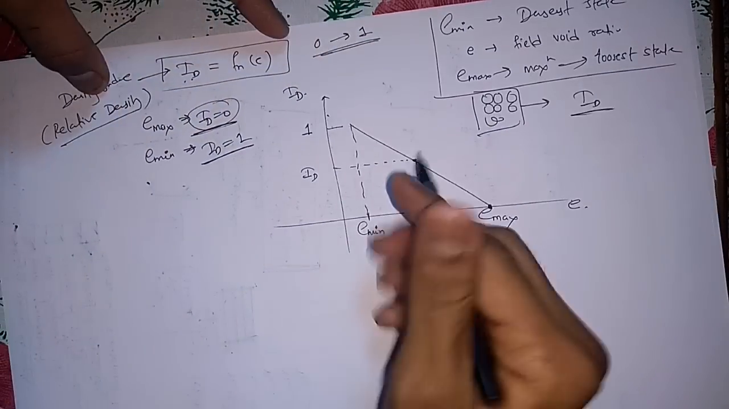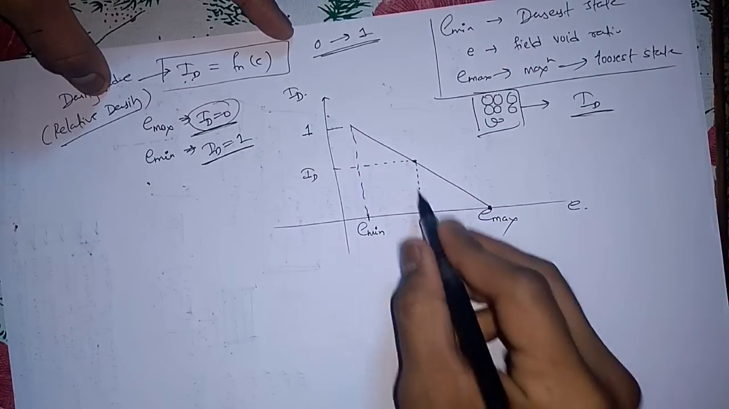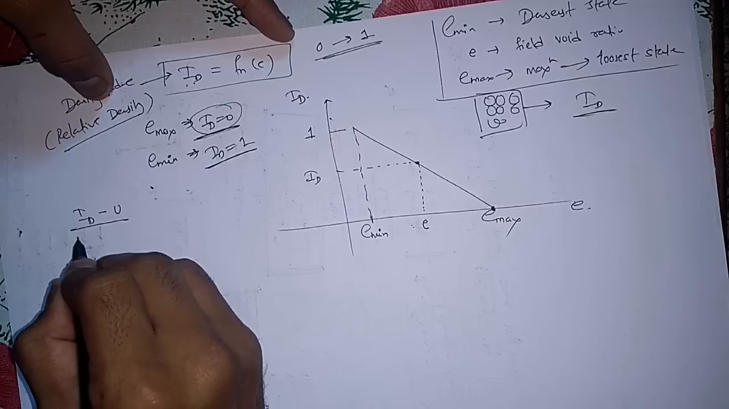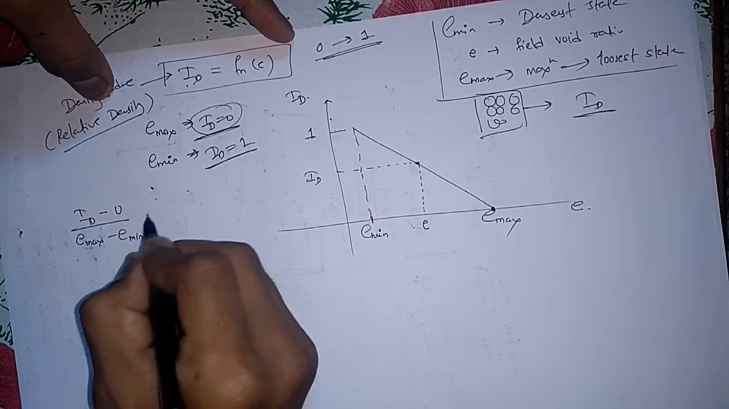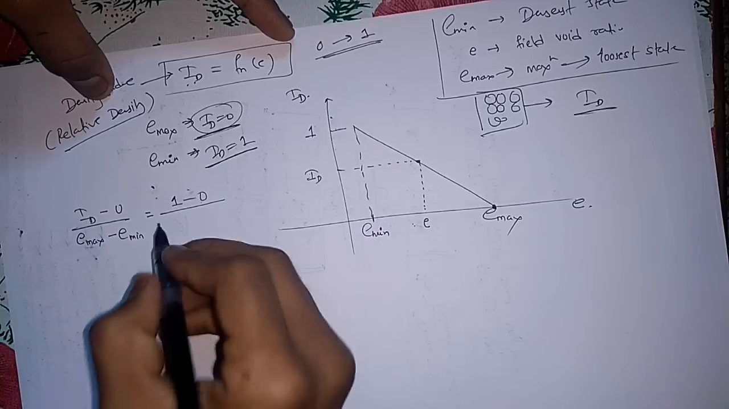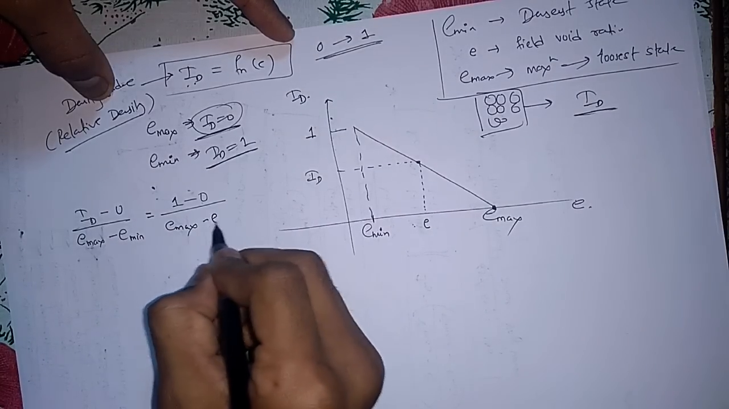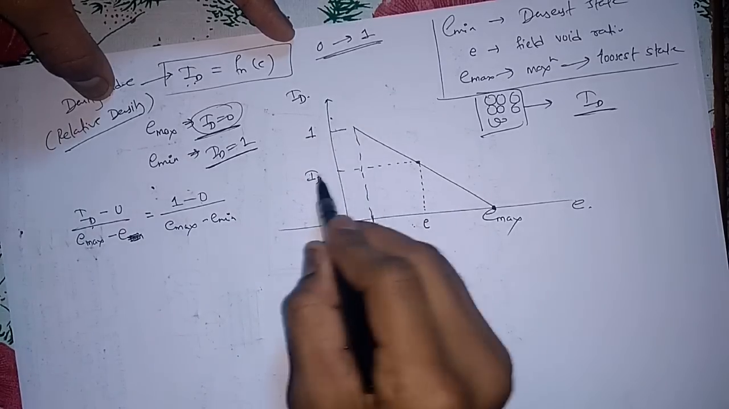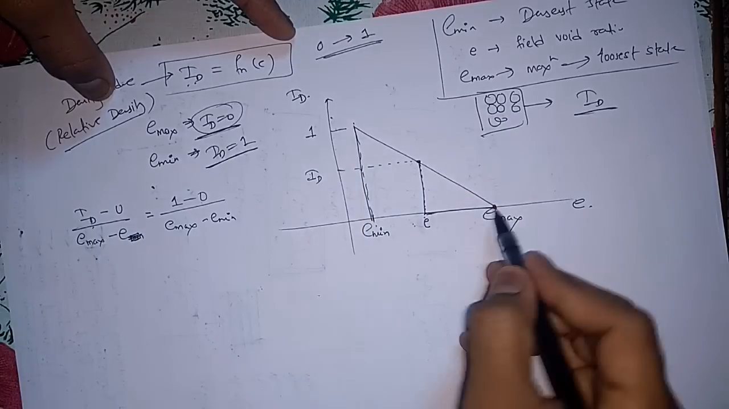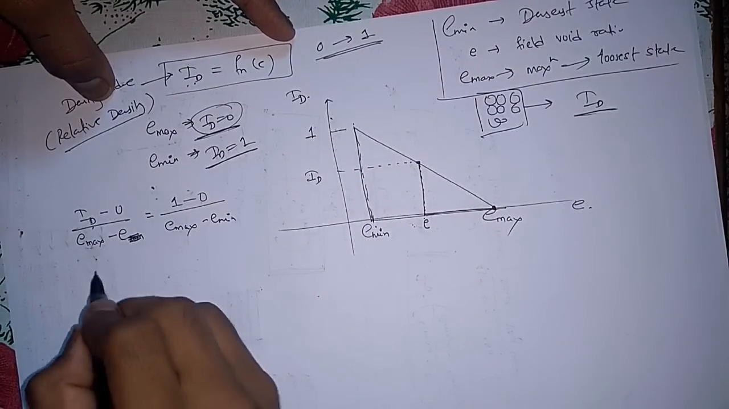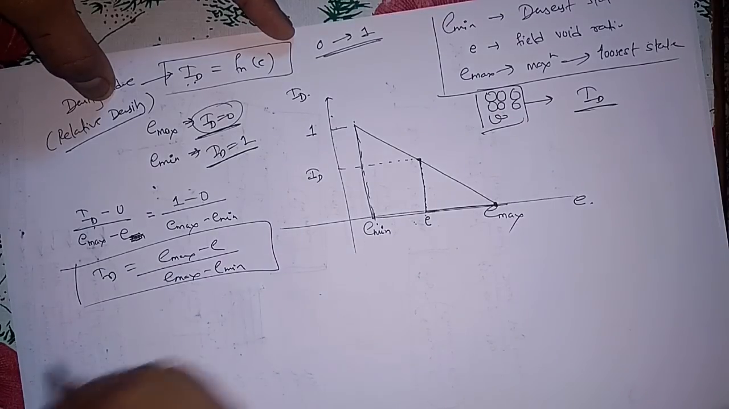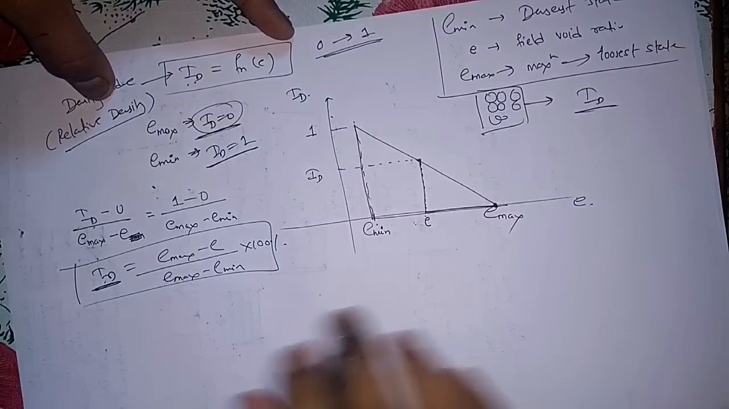By similar triangles, you can simply write this. ID minus 0 divided by e max minus e is equal to 1 minus 0 divided by e max minus e min. Sorry, here it is e min. So for similar triangles, ID is equal to e max minus e upon e max minus e min. So we get this formula, and we express density index in terms of percentage, so I multiply here by 100%.